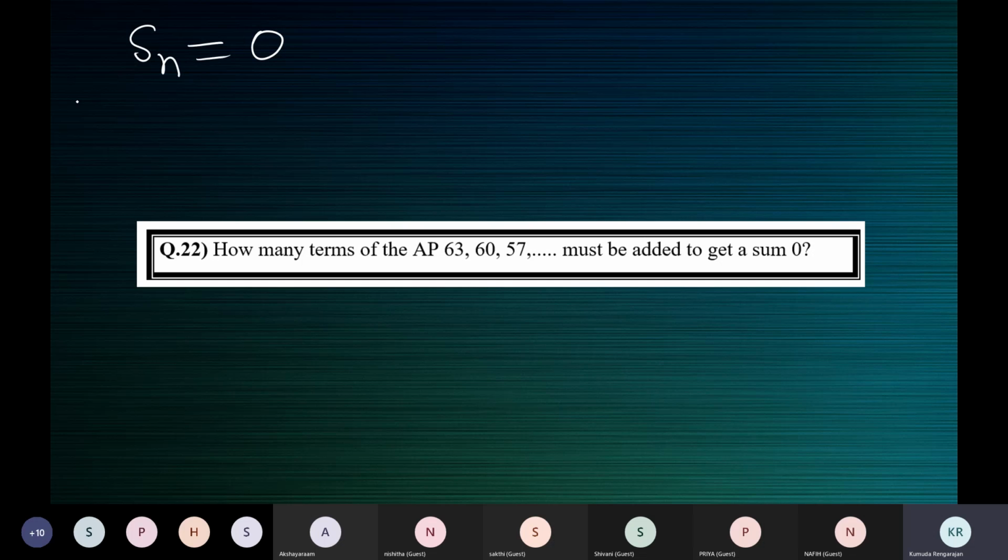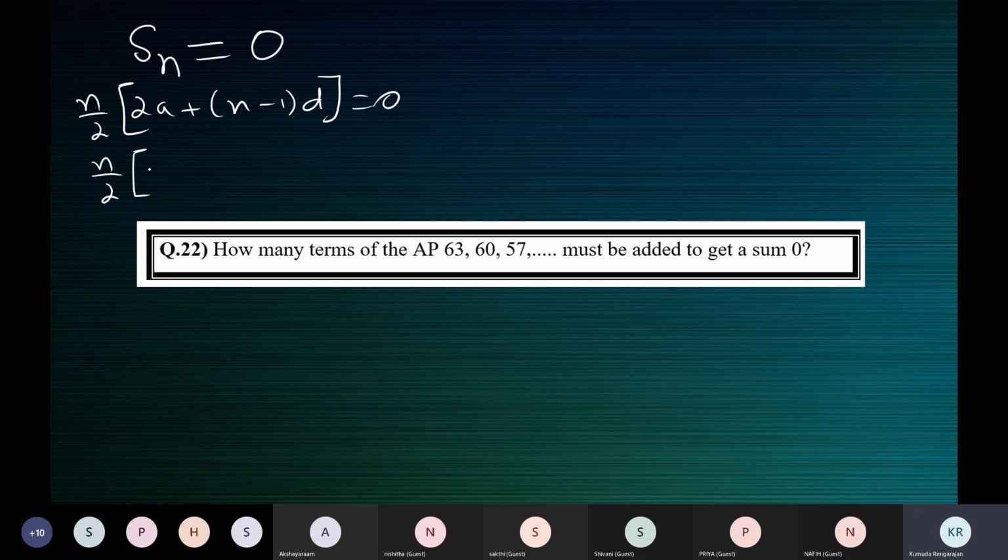So now from this, we know n by 2 of 2a plus n minus 1 into d should be 0. n by 2 of 2 into 63 plus n minus 1 into d, where d is minus 3, is equal to 0. n is the only thing which is unknown. You know the value of a, you know the value of d, so substitute. So n by 2 of 63 into 2 is 126.